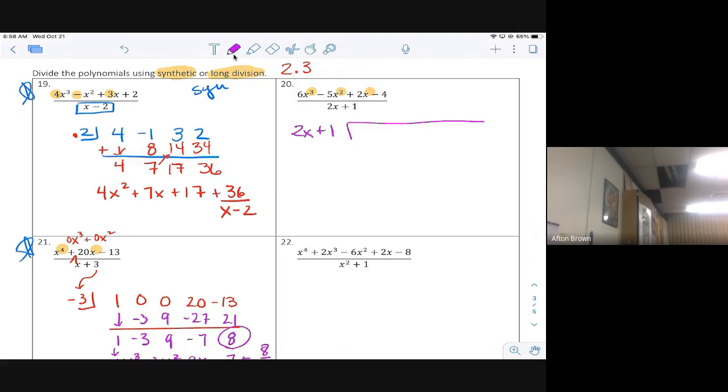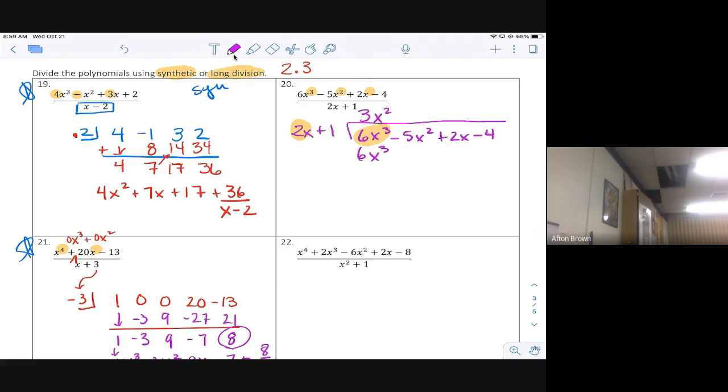Right, so I checked my exponents, they're all in order, so I don't need a placeholder. So then I can just bring them down. So 6x to the third minus 5x to the second plus 2x minus 4. Right? And I'm trying to get this number out front to equal this term here so I can cancel it out. So what are we going to multiply 2x by to get to 6x to the third? 3x squared. Yeah, I need two more x's to get me to x to the third. I get 6x to the third.